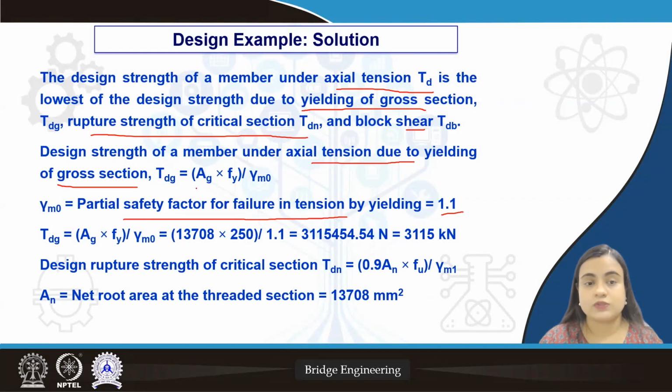AG is the gross cross-sectional area, Fy is the characteristic yield strength of steel. So TDG can be obtained by applying the magnitude of the parameters and that turns out to be 3115 kN.